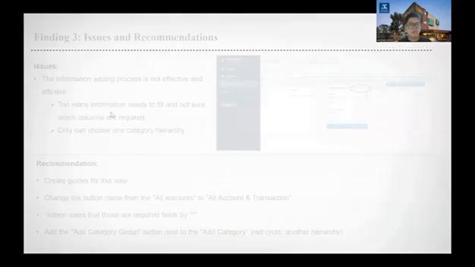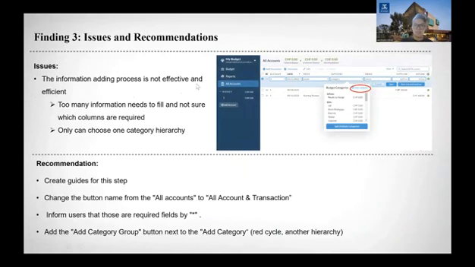And the second issue is that the information adding process is not effective and efficient. Too much information needs to be filled in and users are not sure which fields are required. Also there are 2 hierarchies for the categories, but here users can only choose one. So our recommendation is to create guides for that, as already talked about before, and change the button name so users can easily find how to add a transaction. And try to use some symbol to indicate which fields are required. And don't forget to add another hierarchy.